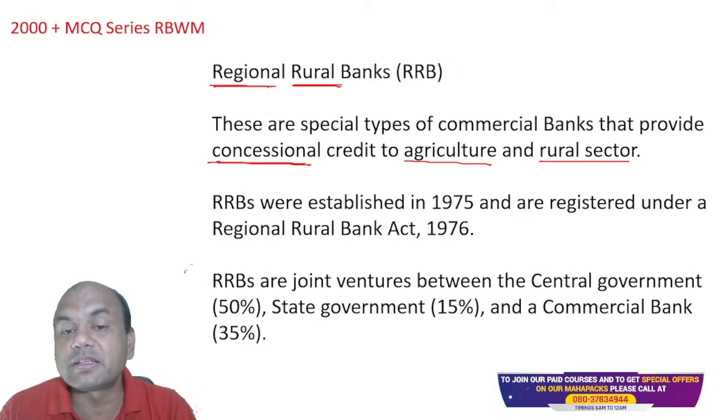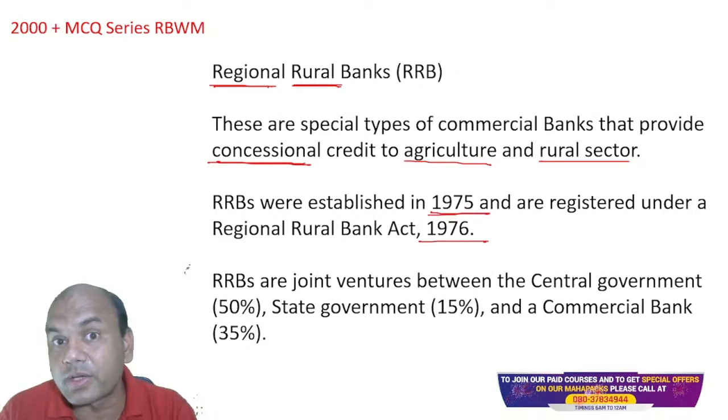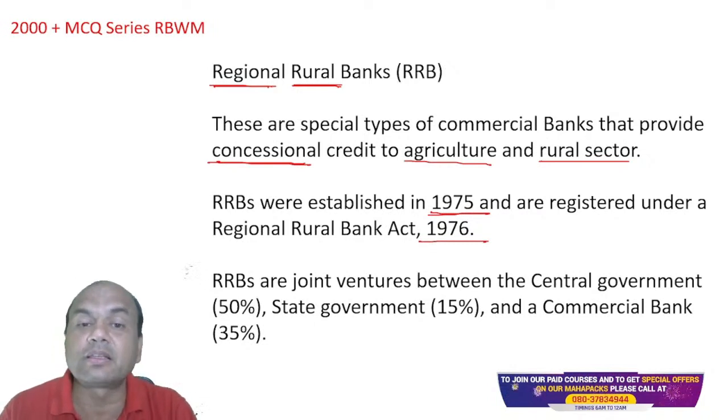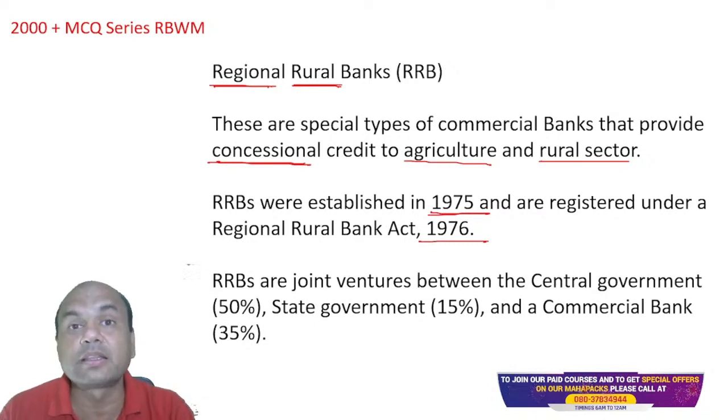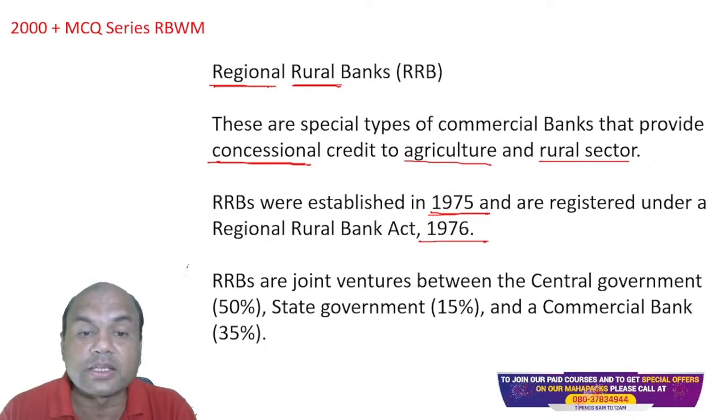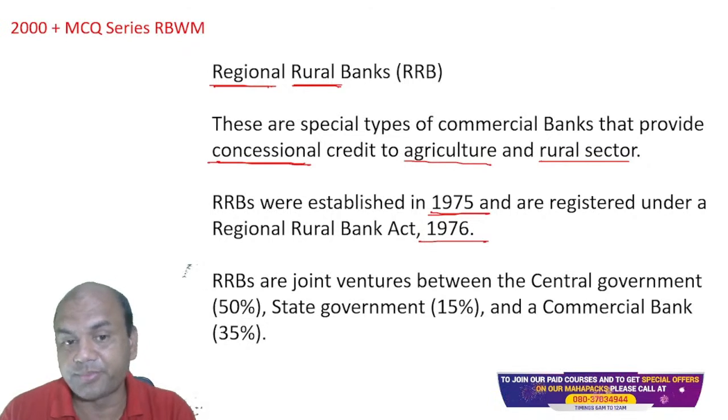RRBs were established in 1975 and registered under the RRB Act 1976. Remember, the act is of 1976 and the bank is of 1975. Remember, these 2 years are reversed. Generally, the act comes first and banks later, like the RBI Act of 1934 and then the bank in 1935. But here it's reversed. That's why this is important.